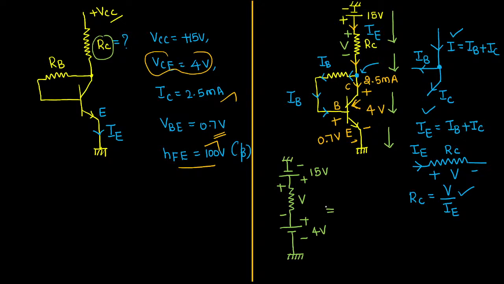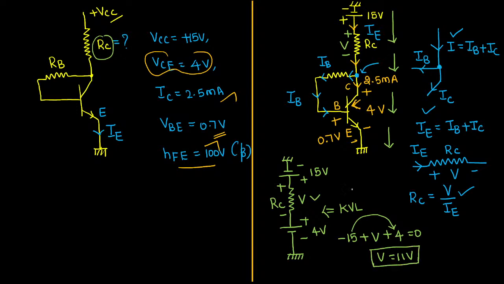We all know this voltage is already given as 15 volts. So if we apply Kirchhoff's voltage law from top to bottom, we get minus 15 volts plus the voltage drop across RC, which I am calling V, plus VCE, which is 4 volts, equal to 0. Minus 15 plus 4 gives minus 11, so V is equal to 11 volts. So the first conclusion is we found the voltage drop across the collector resistor: V is 11 volts.